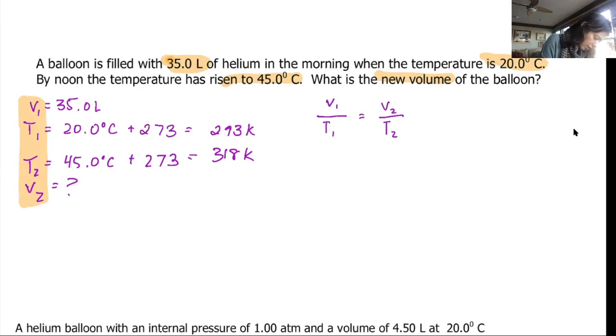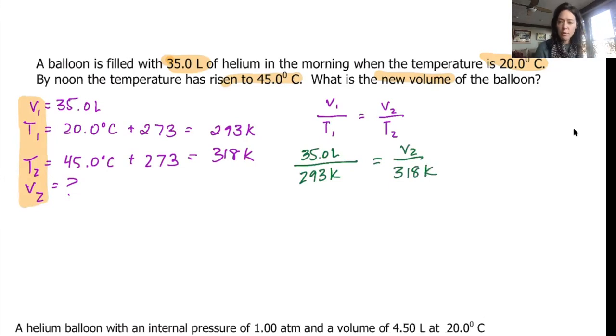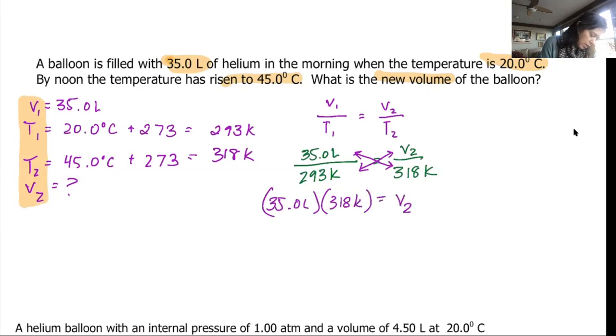Let's get a green here. 35.0 liters is at a temperature of 293 kelvins. And our new volume is at a temperature of 318 kelvins. So if you're looking at how to solve this, we will cross multiply, right? In this situation, you will always just cross multiply to set up your algebra. And we have 35.0 liters times 318 kelvins equals V2 times 293 kelvins.